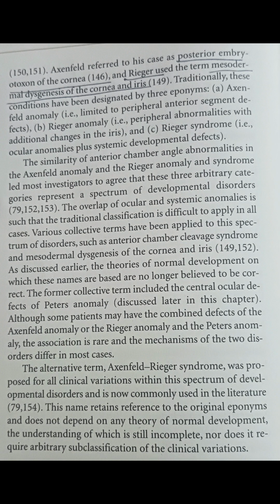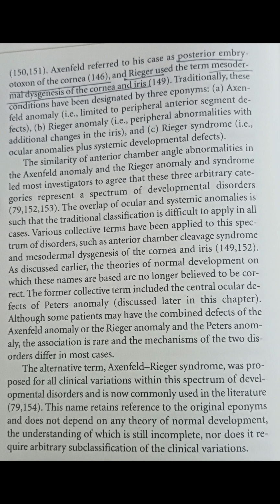Axenfeld referred to his case as posterior embryotoxon of the cornea, and Rieger used the term mesodermal dysgenesis of the cornea and the iris. Traditionally, these conditions have been designated by three eponyms: Axenfeld anomaly, that is limited to the peripheral anterior segment defects; Rieger anomaly, that is peripheral abnormalities with additional changes in the iris; and Rieger syndrome, that is ocular anomalies plus systemic developmental defects.